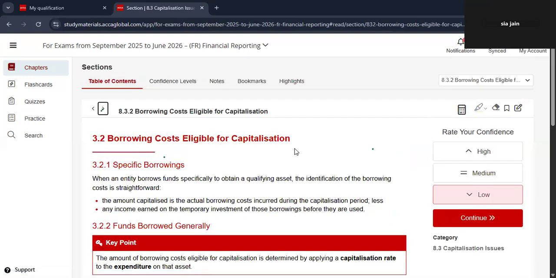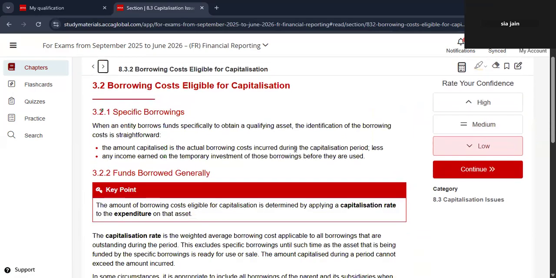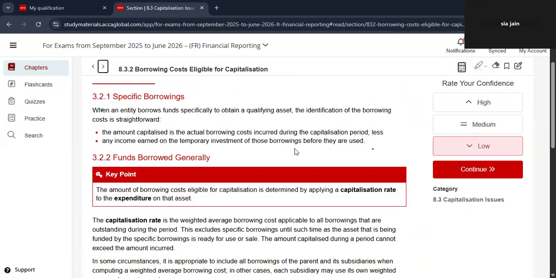Now, borrowing cost eligible for capitalization. Specific borrowings. When an entity borrows funds specially to obtain a qualifying asset, the identification of the borrowing cost is straightforward. The amount capitalized is the actual borrowing cost incurred during the capitalization period, less any income earned on the temporary investment of those borrowings.